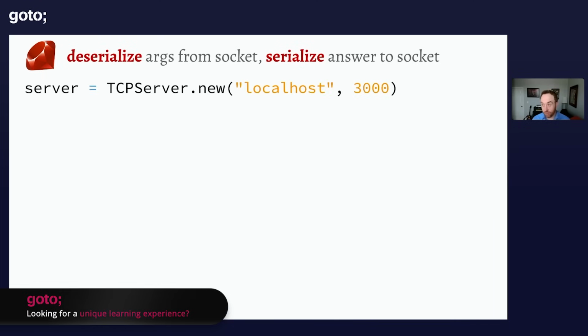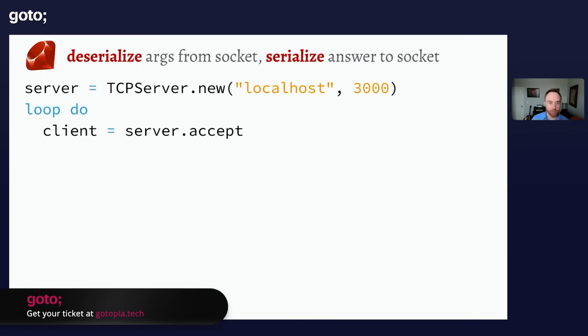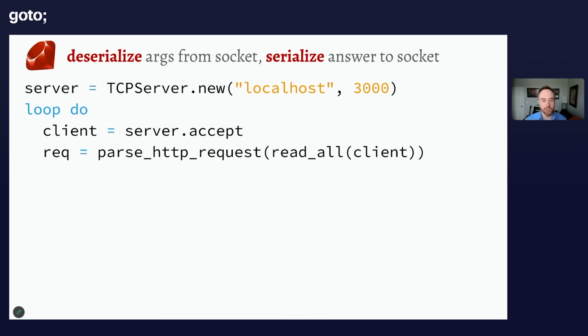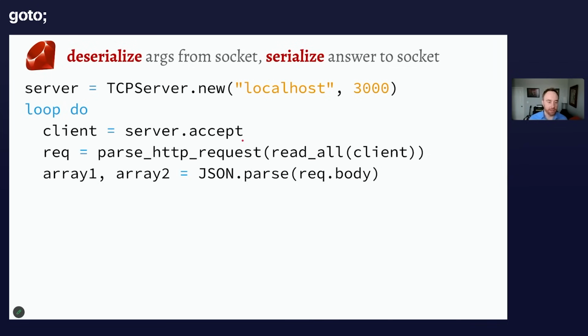So Ruby, here's the sort of equivalent on the Ruby side. Again, doing this sort of the manual way. So TCPServer.new, localhost port 3000. In Ruby, you do a loop to have it sort of listen for connections. server.accept says it should wait for new connections. Parse the HTTP request. It gets all the headers and all that good stuff out of there coming from the client. Then we do JSON.parse on the body of that to get array 1 and array 2.